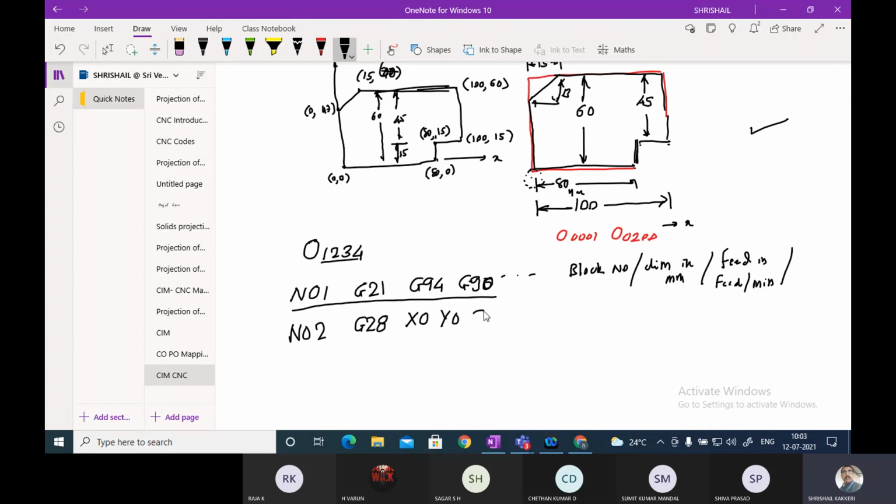X0, Y0 and Z0 is the reference point. You are understanding? Understood? This is the reference point. So this particular point is the reference point for me, and the home position may be somewhere here. The home position may be somewhere here, and this will be the reference point. It will be coming. You understood? You say yes, I'll go to next.